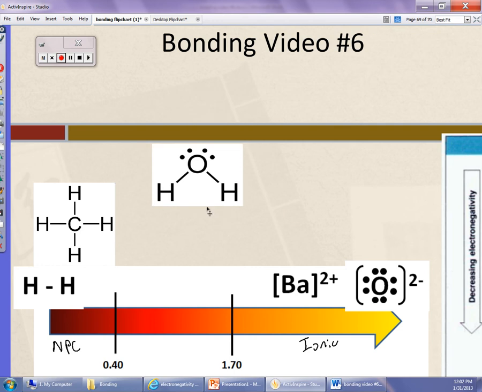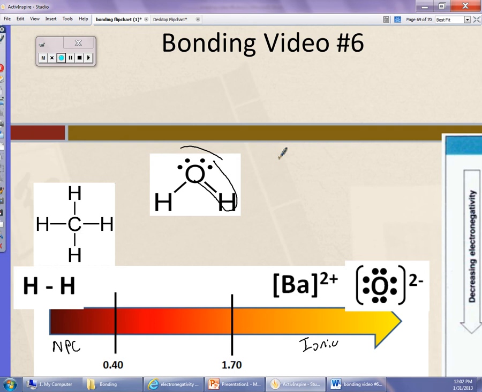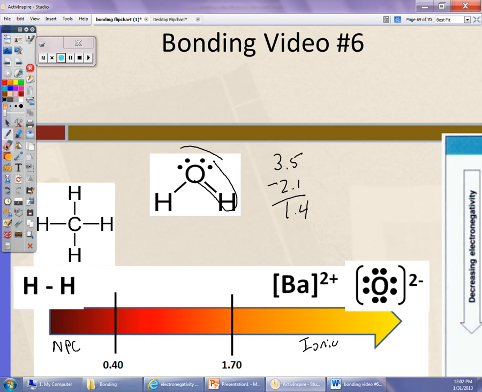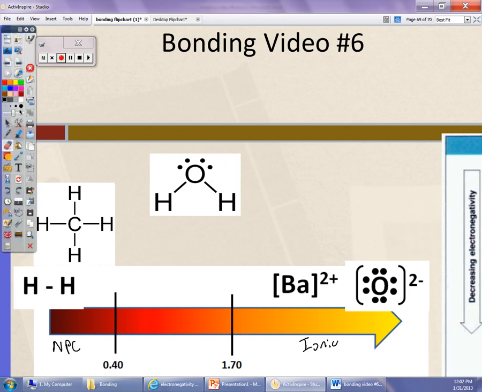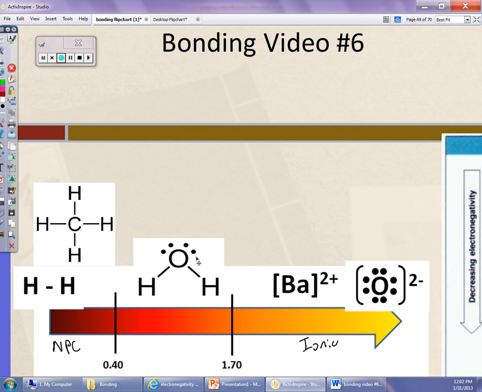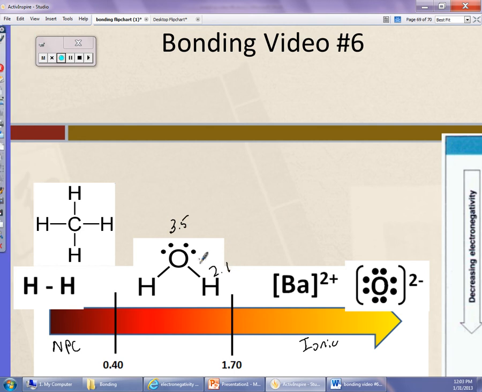Let's look at our last one, water. Once again, we want to look at one bond. So we have the 3.5 for the oxygen minus 2.1 for the hydrogen, 1.4 difference. This fits right in the middle. This is going to give me a bond that is polar covalent. They are sharing, but they're not sharing perfectly. In this case, oxygen, because it has a 3.5 electronegativity, and hydrogen only a 2.1, the electrons are going to be over here more than they are over here. The electrons are being shared, but they're going in that direction.